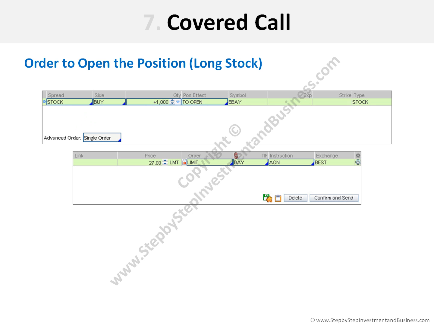Here we can see the order we must enter to open the long stock position. It consists of buying 1,000 shares of eBay. In the side column, we select the action Buy to indicate the purchase of shares, and in the Position Effect column, we select the option To Open to indicate that we want to open a new position. The entered price is $27, and the order type is Limit.